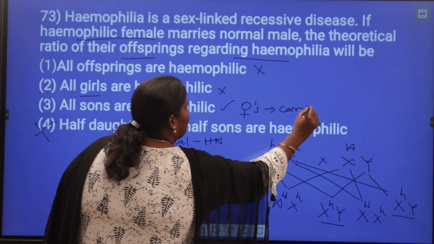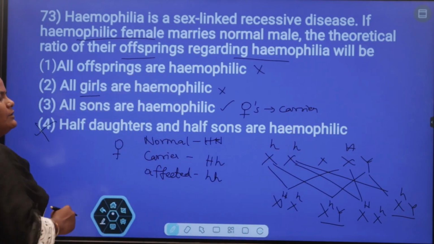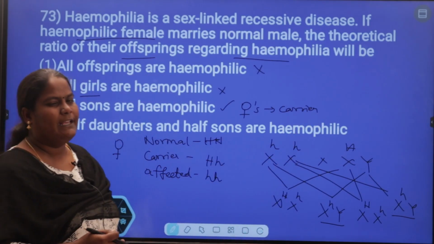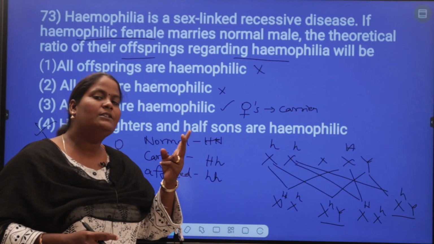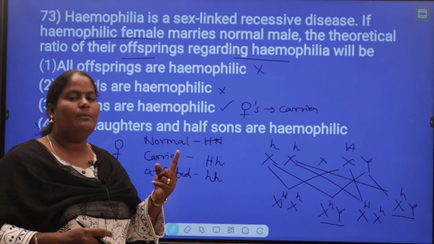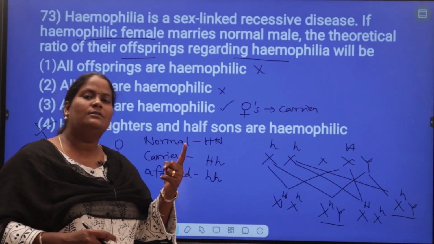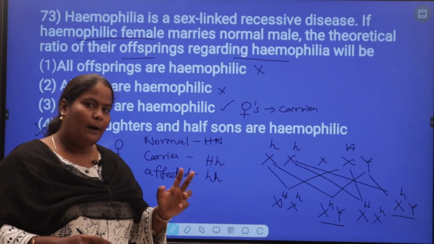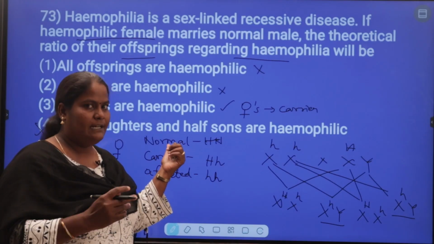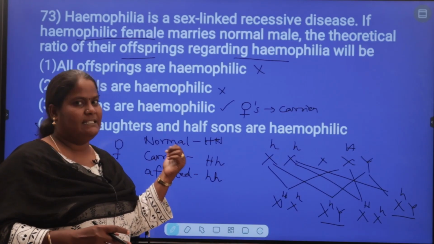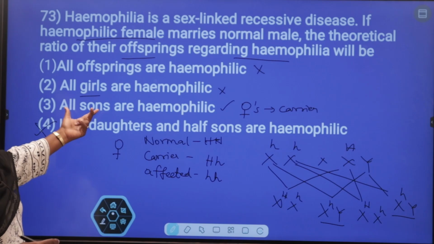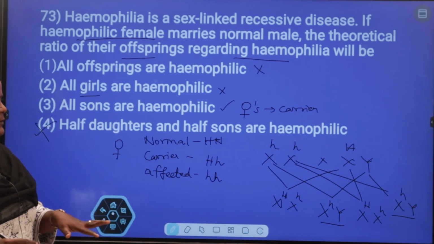But in the fourth statement they said half of the daughters and half of the sons are hemophilic, which means if there are two sons, one is hemophilic, one is normal. If there are two daughters, one is normal and one is hemophilic. That is how the fourth statement describes it. They are describing like this, but the statement is wrong. So the answer for this question is all sons are hemophilic.